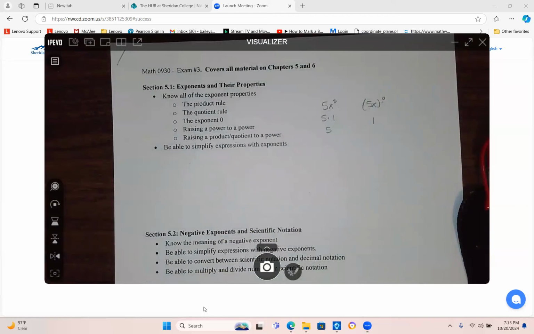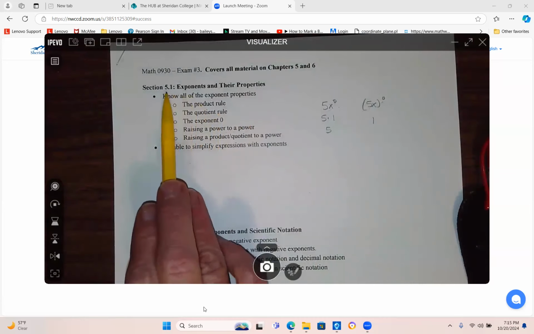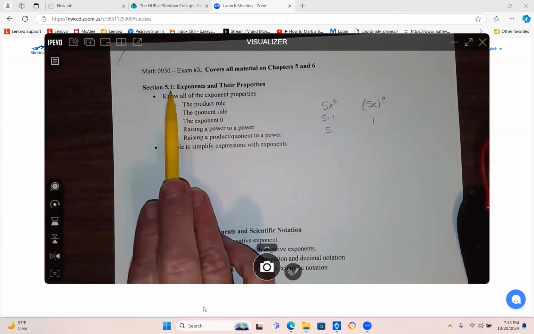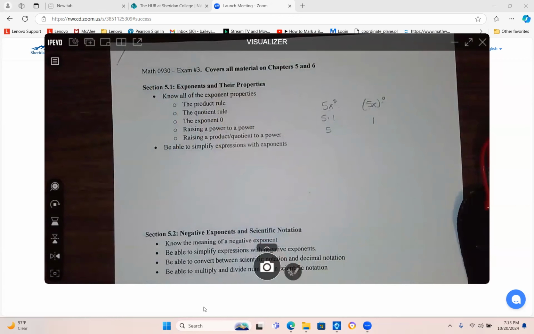And then simplifying with your exponents. If you have any questions on any of these rules, you can look back at the notes we did for this section, or you can go back into your grade book and do review for this right here, and you can practice some of those.